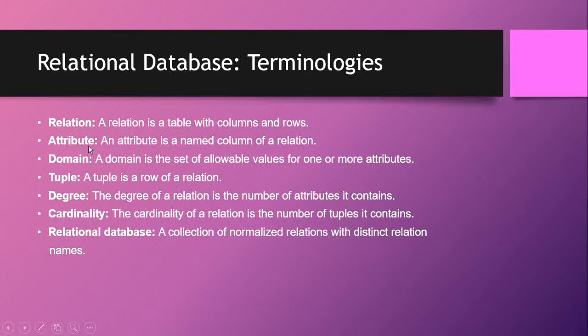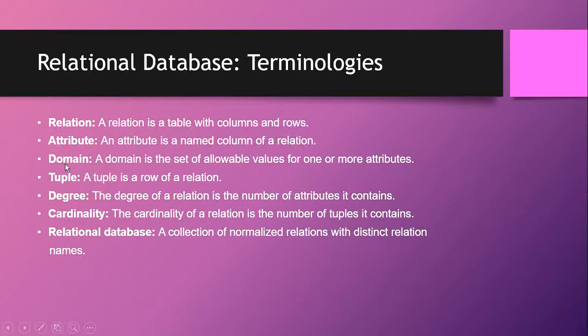Next we have attribute, and an attribute is a named column of a relation. So an attribute is basically a property of a relation. Attributes define the relation. For example, a student can have student ID, student name, age, contact number. These are the different attributes of a student. So we define an attribute as a column of a table.